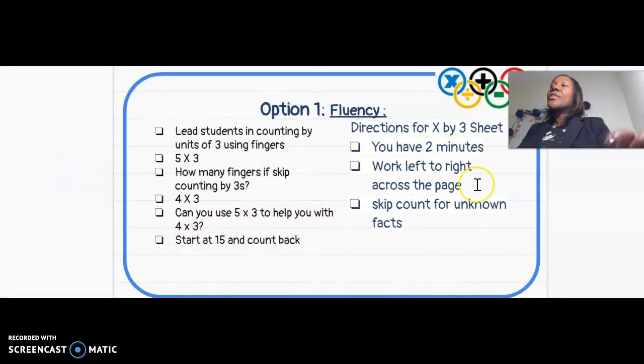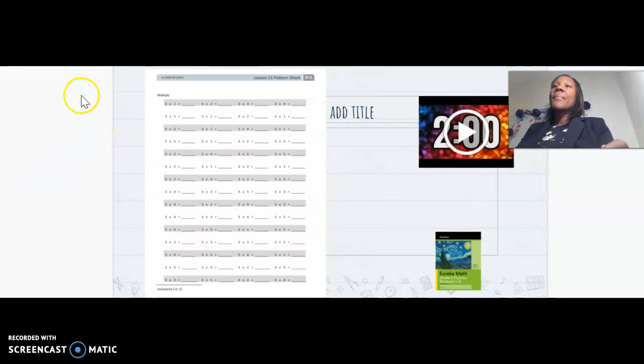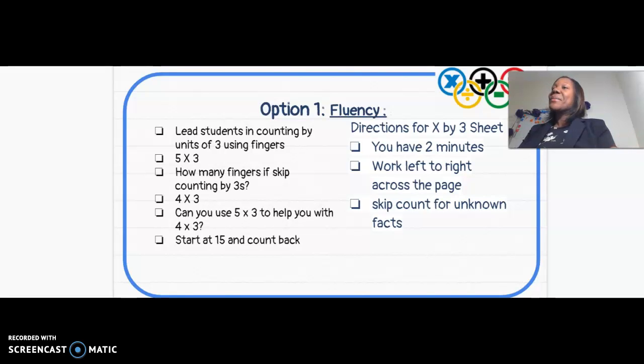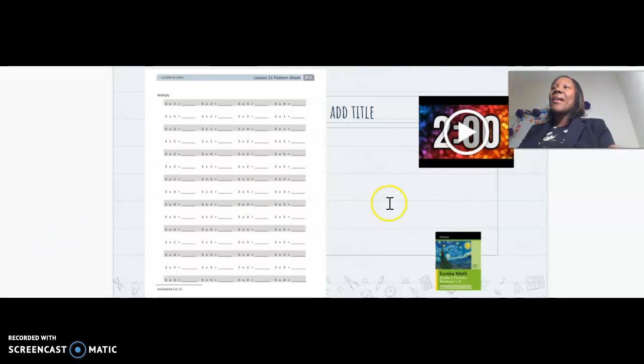Okay, boys and girls, so you have 2 minutes again. You're going to work from left to right, and I'll show you what that looks like. Left to right, and try to get as many done as possible in 2 minutes. Now your mark, your pencils ready, and go.